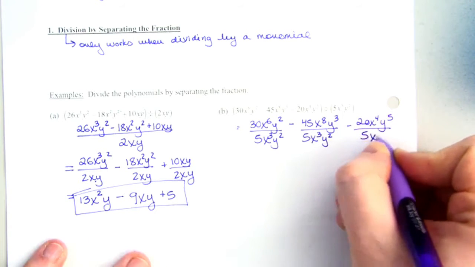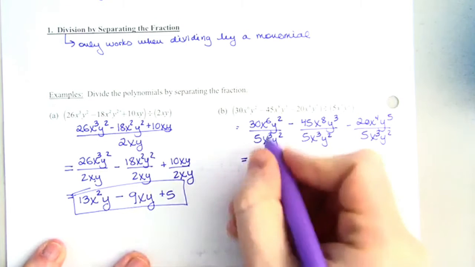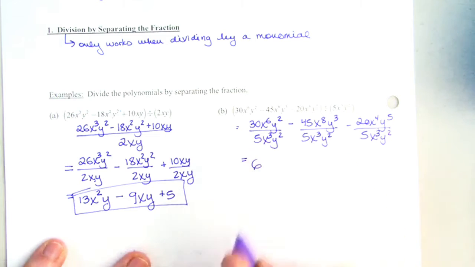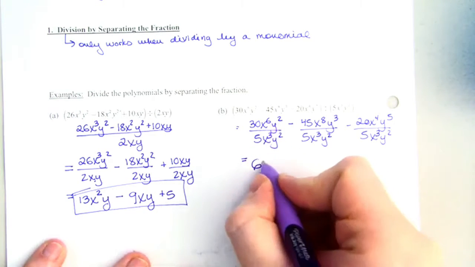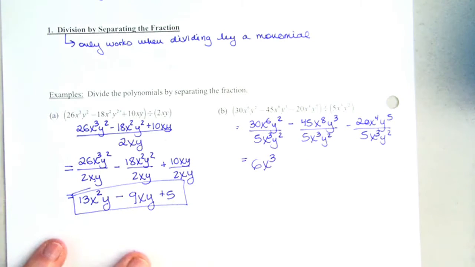So this is what your separating steps should look like. Then I'm going to use division with the numbers and laws of exponents with the variables. 30 divided by 5 is 6. X to the 6th divided by x to the 3rd is x to the 3rd. Y squared divided by y squared, those are gone.